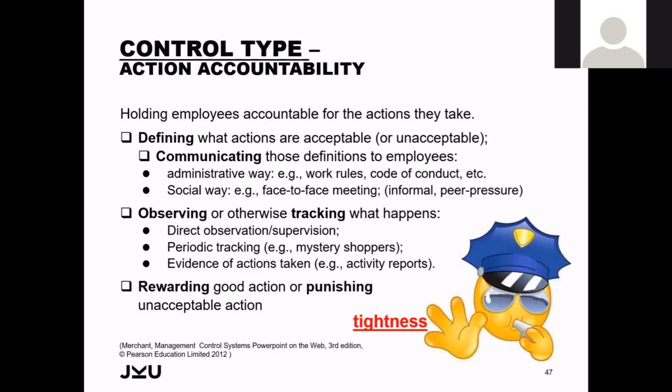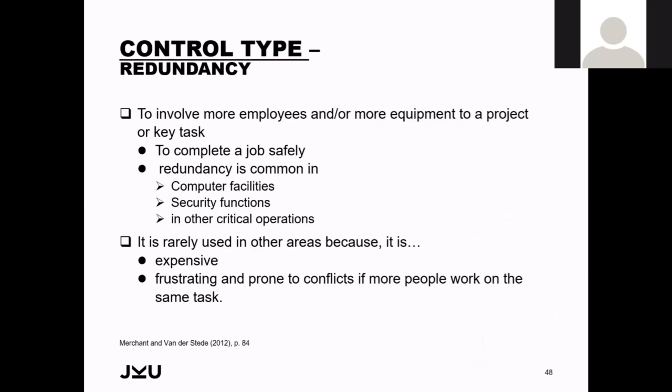After all, they are misbehaving in a certain aspect. And for that, tightness would be defining and communicating again. And instead of performance measurement, like it would be with result controls, here it's action tracking. You observe and you track the actions of your employees. You supervise the actions of your employees. And based on that, you reward or punish. And then we have a control type, redundancy. This is a good one.